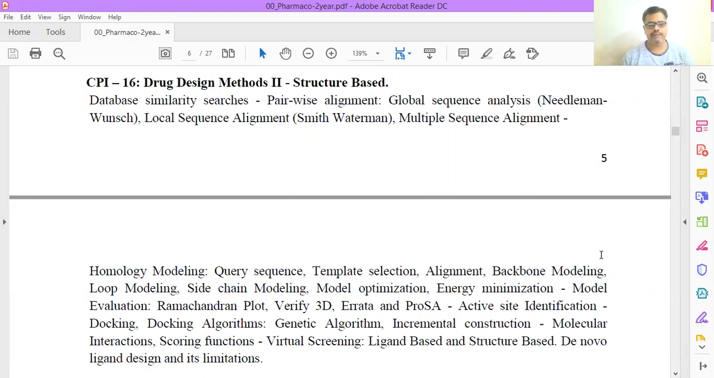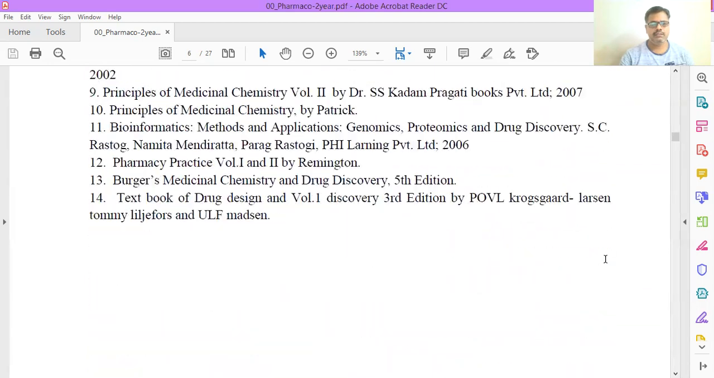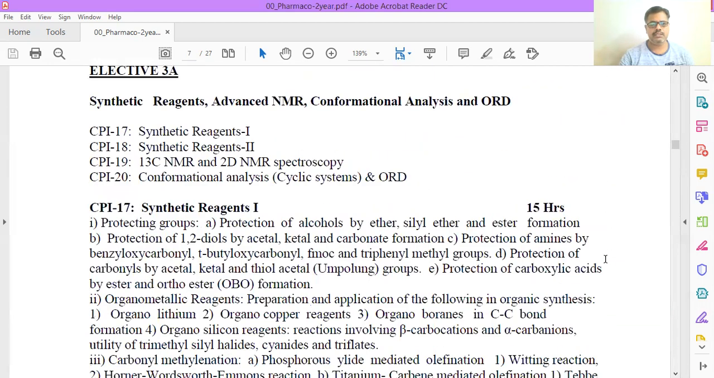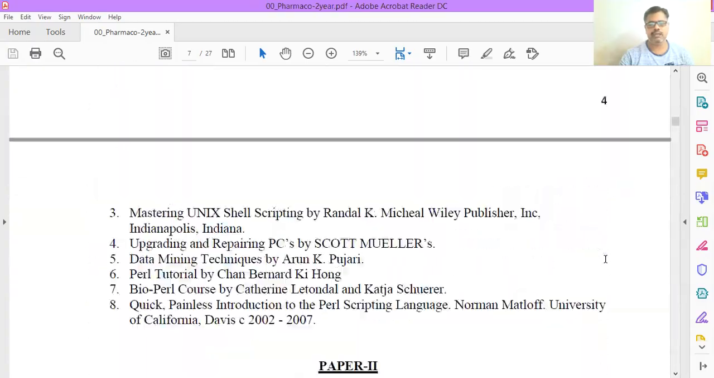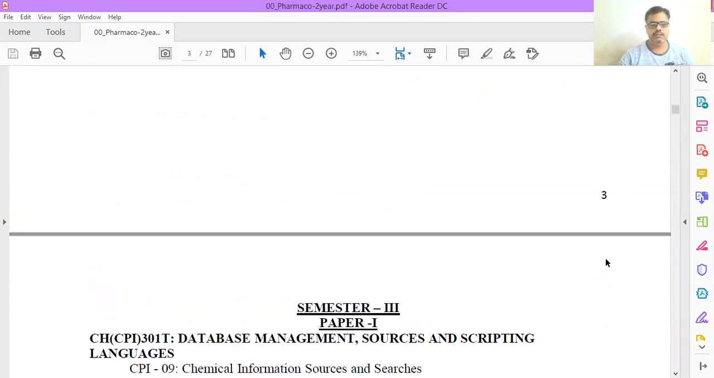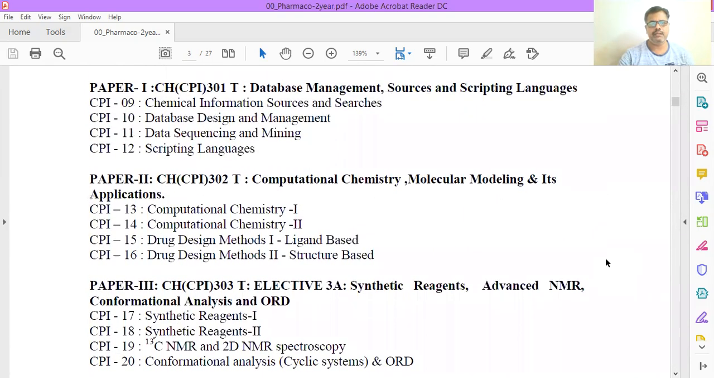In this we have the de novo ligand design and its limitation. From scratch, how to establish a molecule, that is called de novo. De novo means newly, from scratch. Right, so these are the different types of information. And the other ones are structure based NMR, and two topics are completely organic topics, so I don't want to go with that.